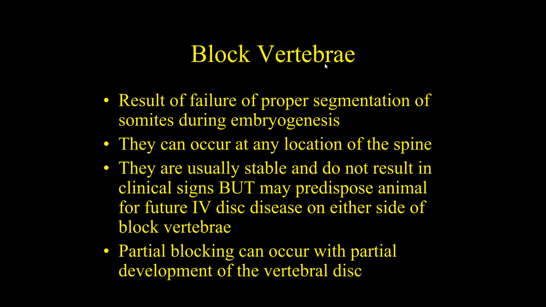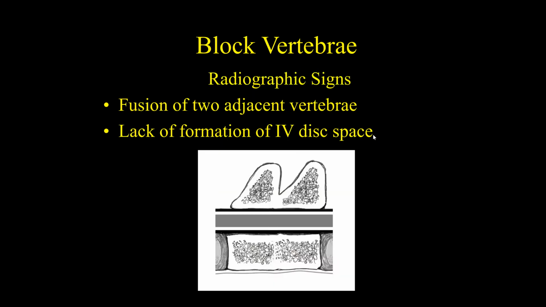So the first one that we need to talk about is a block vertebrae. This is a congenital fusion of two adjacent vertebrae. The great majority of the time, it will not show clinical signs, but sometimes it does, and I'll tell you why. So here's a cartoon. Here's a vertebral body and its dorsal process. Here's another one right next to it. Every now and then there will not be an intervertebral disc space between two adjacent vertebral bodies, and they're fused. They just form as one big block vertebrae.